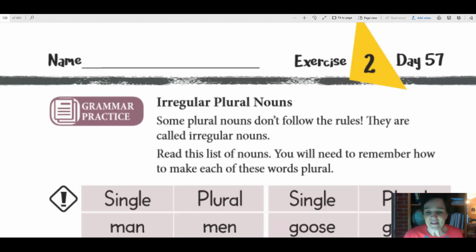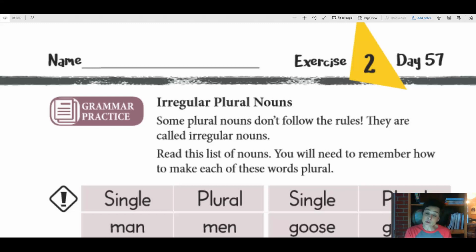All right, so let's go ahead and do today's lesson. It's going to be page 133 and 134 in your language book. All right, today's our grammar practice day. We've been learning the past several weeks. We've been talking about nouns and how to make them plural. We've been learning all about the rules: if it ends with a consonant and O, if it ends with a vowel and an O, if it ends with this or if it ends with that, an F or an FE. We learned all these different rules on how to change them.